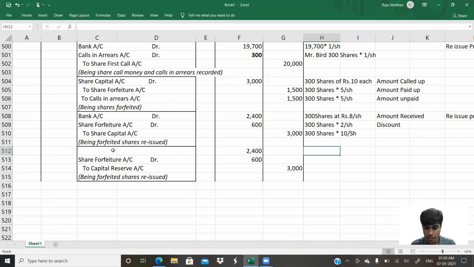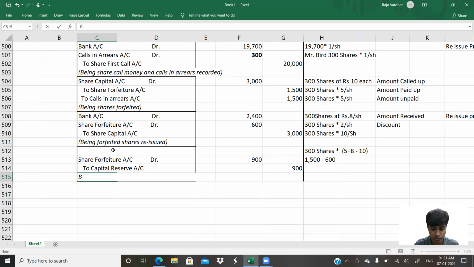How much money? This would be, I will write it as 300 shares multiplied by how much? 5 plus 8 minus 10. One way. In another way, you can write it as 1500 minus 600. Whichever logic will help you, or whichever logic you can make sense of, write that. So 900 is the answer.